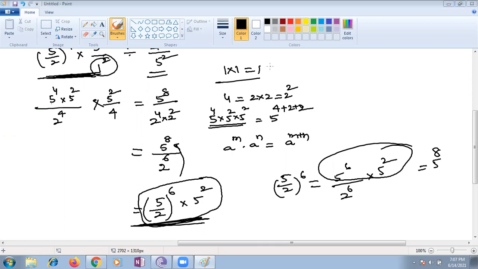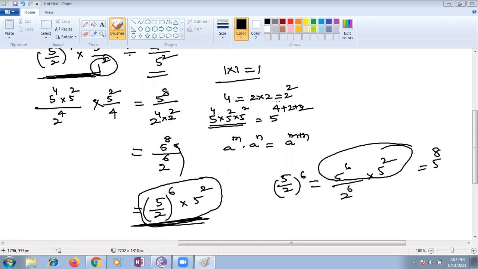Ma'am, which question is this, ma'am? This is, I think, the second one, third one, fifth one. Okay. Ma'am, will the final answer be 50? 50, Zoya? Yes, ma'am, after simplifying.